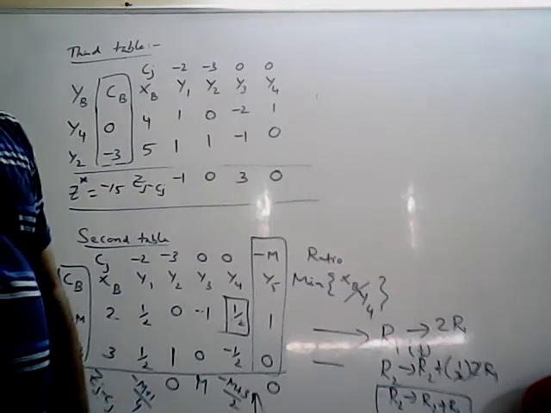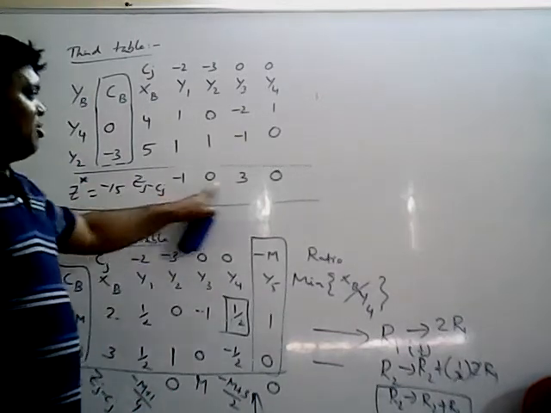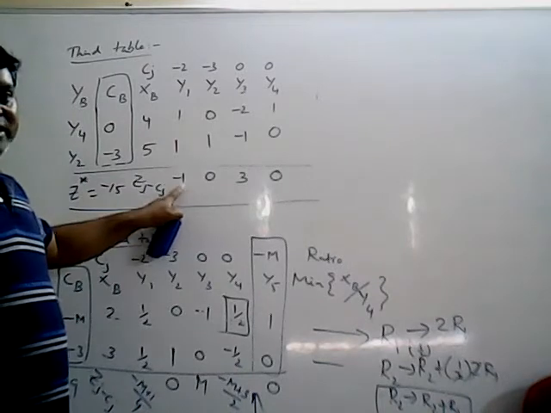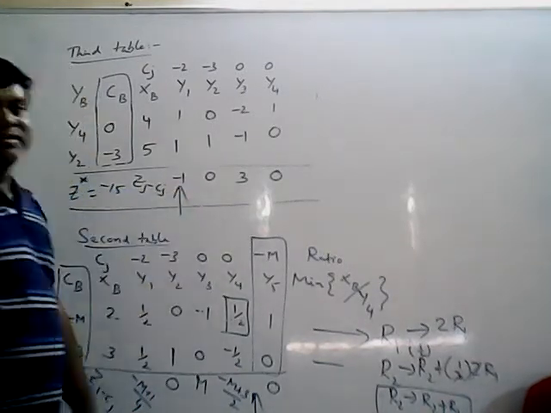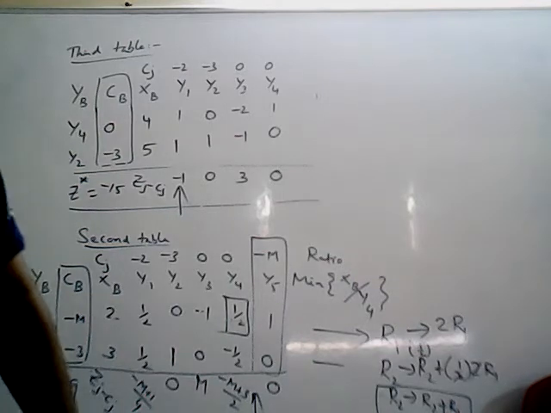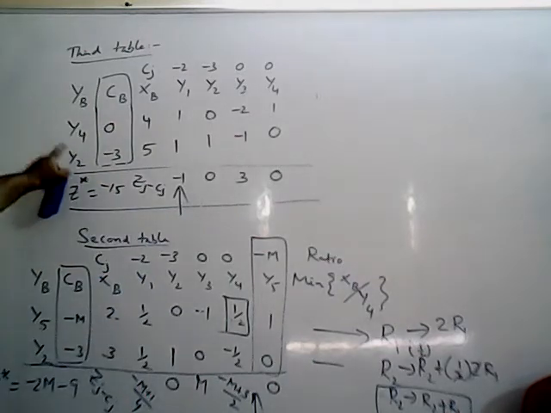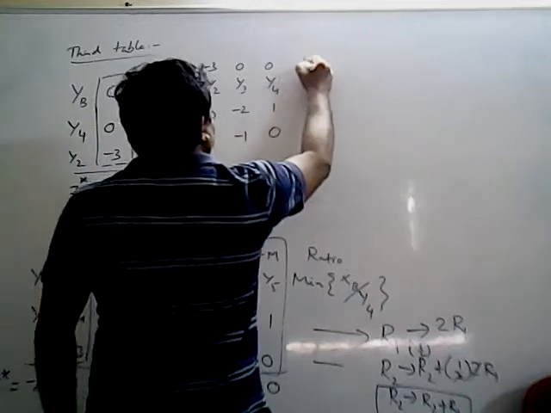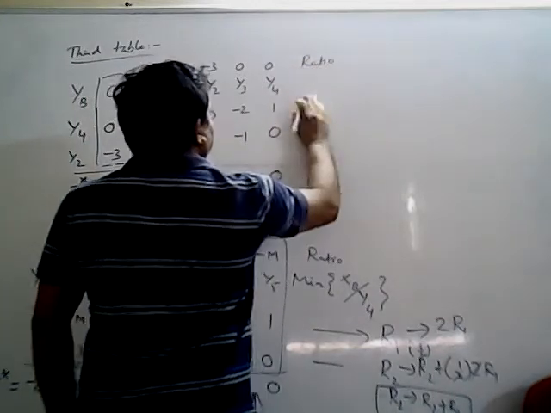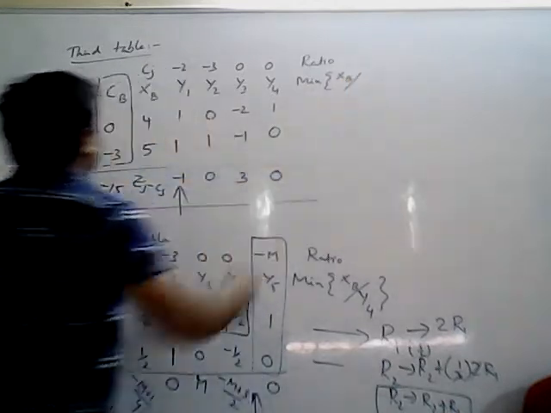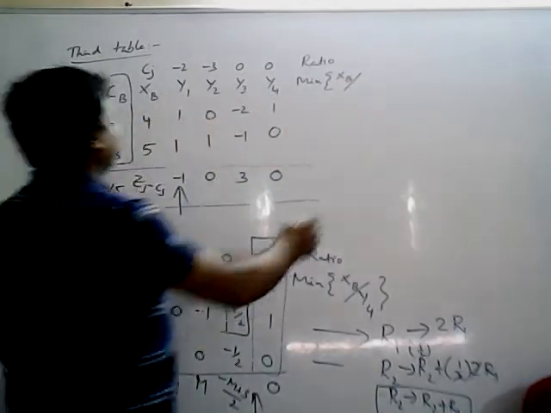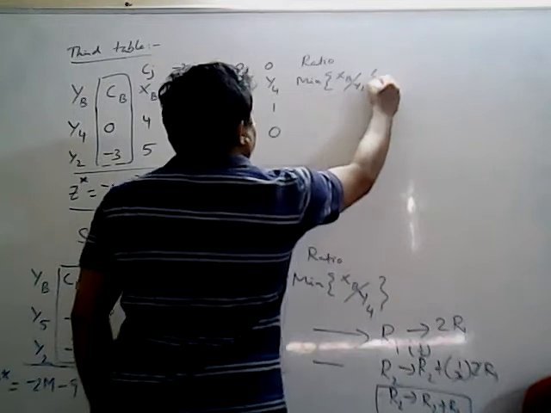If you get a single negative, that directly enters. I am not getting all positives. I got one negative, so that negative means this enters. You have to repeat the procedure. Repeat the procedure means y1 wants to enter here, so some variable must be deleted. For that, what you have to calculate? You have to calculate the ratio. What is the ratio? Minimum of XB by the entering column. What is your entering column now? Y1 is the entering column.